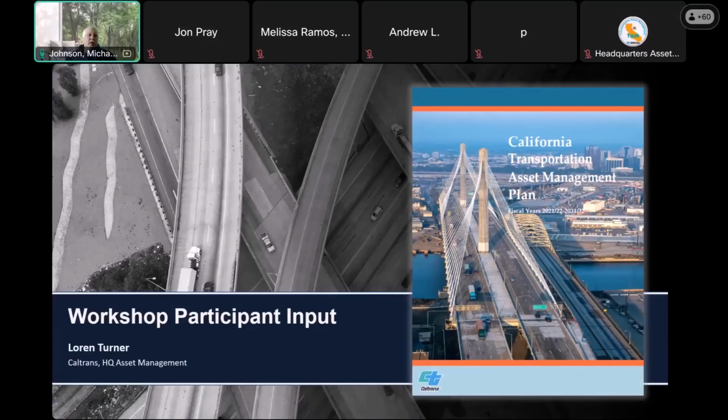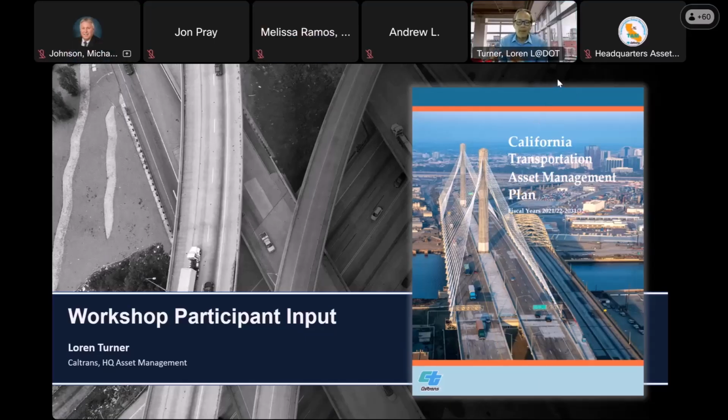So hopefully that little background gets everybody thinking about where this is going today. And at this point, I want to turn it over. I'm going to turn it over to Lauren Turner with our team up here in asset management in Sacramento. And we're going to solicit some input from all of you. So Lauren? Great. Thanks, Mike.